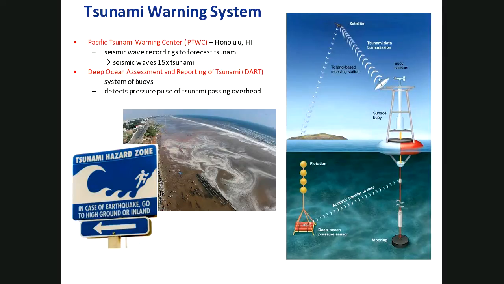Now, we also have this thing called DART, which is the Deep Ocean Assessment and Reporting of a Tsunami. And that's a system of buoys, all right, that actually can sense the pressure of a tsunami passing overhead. When the tsunami wave passes overhead, these buoys can detect that and relay that signal back to land so that we can give people warning to get out of there. What makes you wonder, though, if there was a tsunami that was going to hit the west coast of California, and then evacuating Los Angeles, San Diego, and all those areas, and the amount of time it would take? Outrageous. All right.